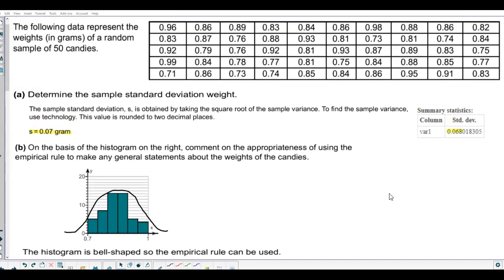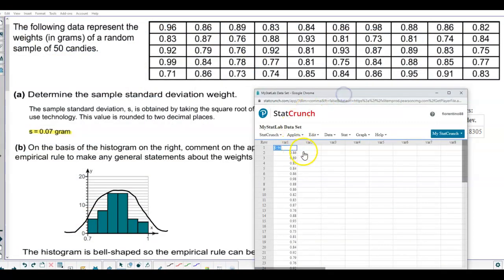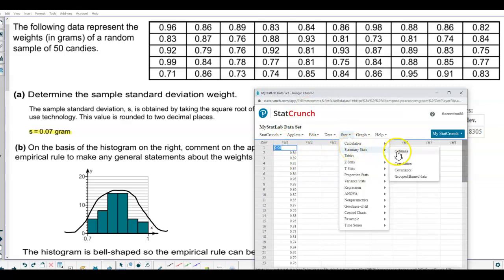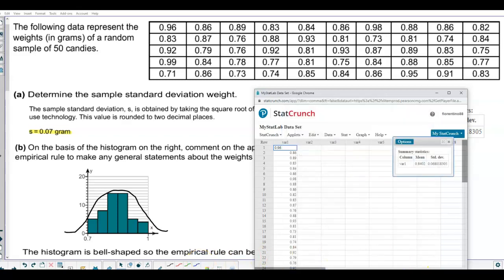Now, since we want to use the empirical rule, we determined the sample standard deviation, but we also need to figure out the mean of our data. So if we go back to StatCrunch and go to Stat, Summary Stats, and then select Columns. Again, we select our column, and we want to find the mean. We're just going to select the standard deviation again anyway, just because we've already done that. And then we select Compute.